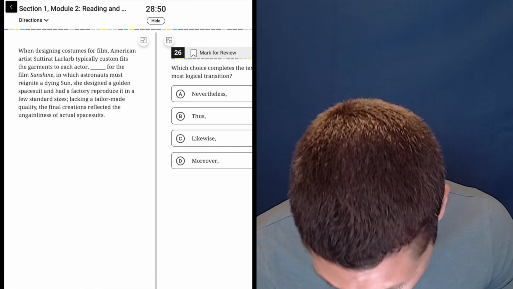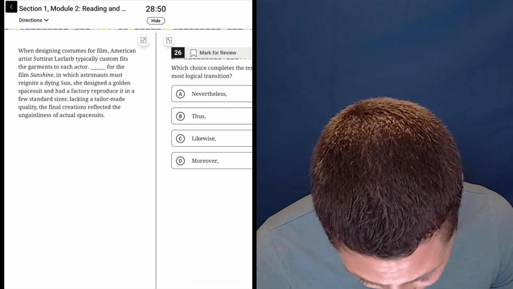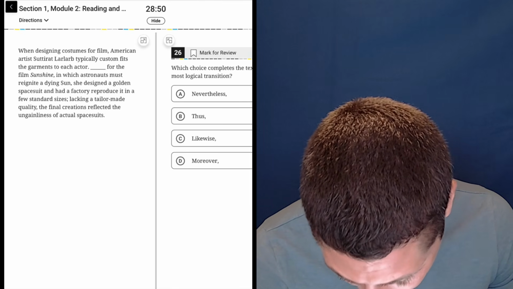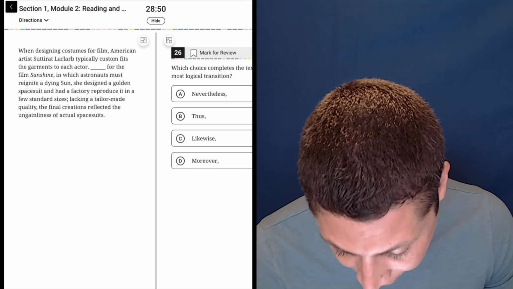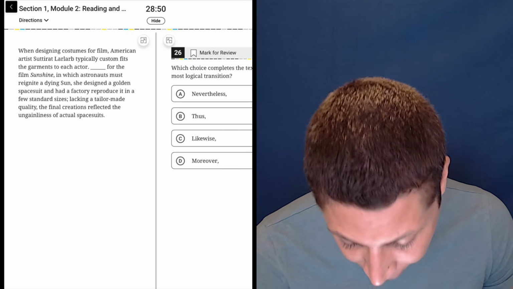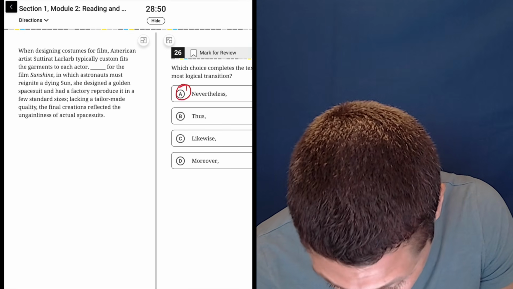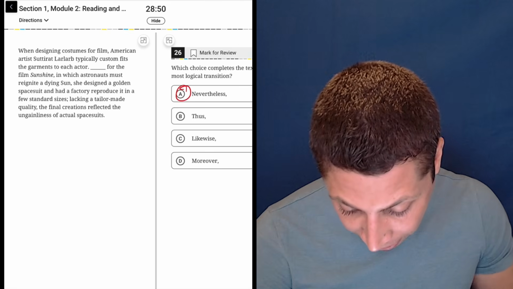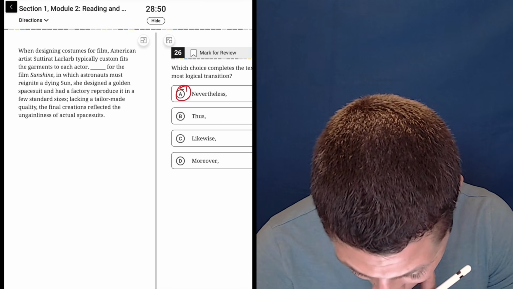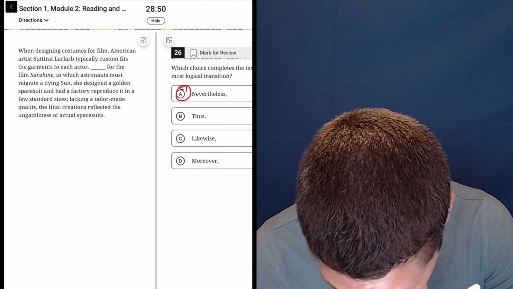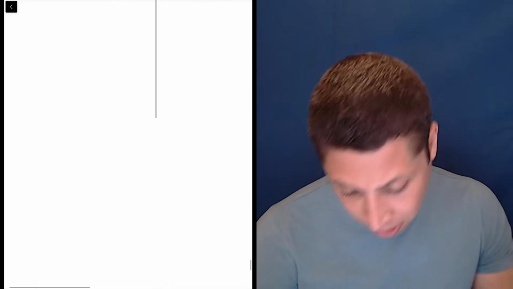2 more questions, though. When designing costumes for film, the artist typically custom fits the garments to each actor. For the film Sunshine, in which the astronauts must reignite a dying sun, she designed a golden space suit and a factory reproduced it in a few standard sizes. Lacking a tailor-made quality, the final creations reflected the ungainliness of actual space suits. This feels like a "nevertheless." She's usually custom fitting it, but then she's doing something factory made. Nevertheless, for the film... Yeah, so it's a contrast.